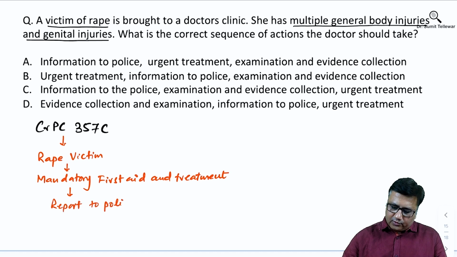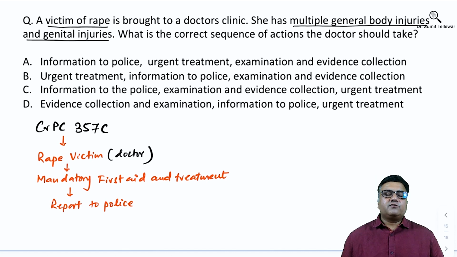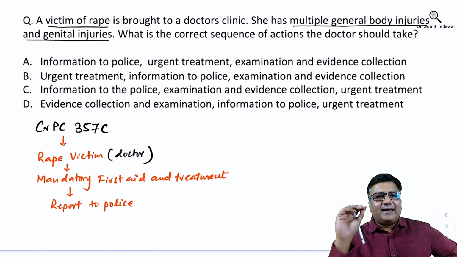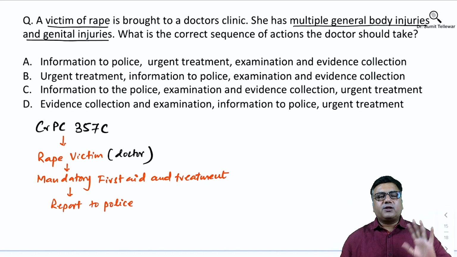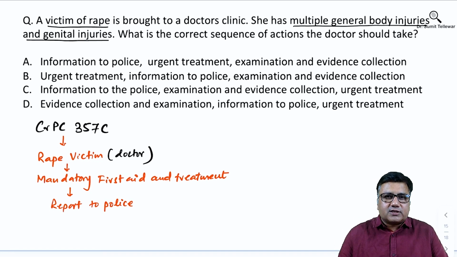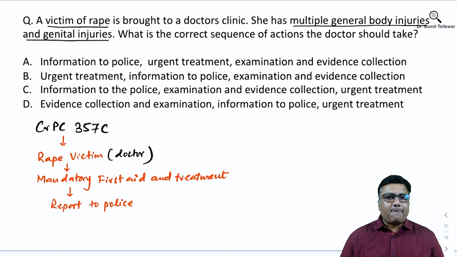Report to police. So if there is a rape victim which comes to a doctor, according to the provision of 357C CRPC, a doctor mandatory has to provide the first aid and the best treatment he can, and then report the scenario to police. वो उसको बिना रिपोर्टिंग के नहीं छोड़ सकता. करेक्ट. तो ये तो लीगल प्रोविजन है, राइट.